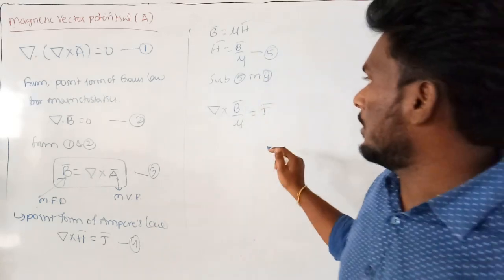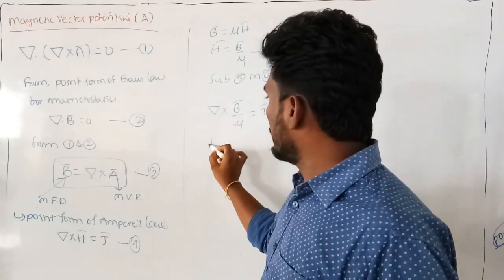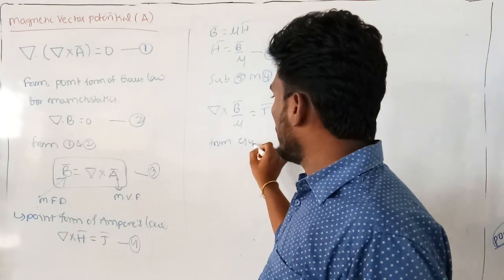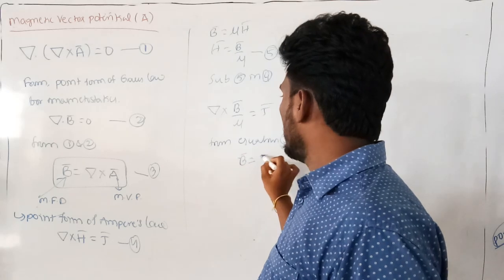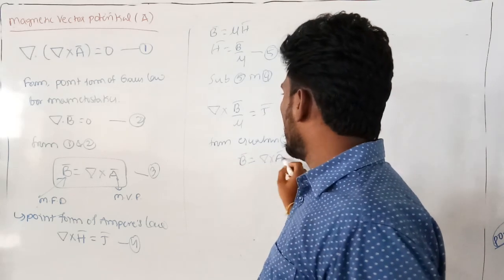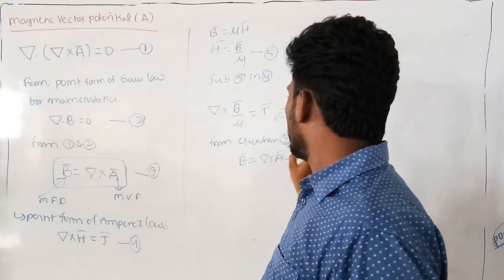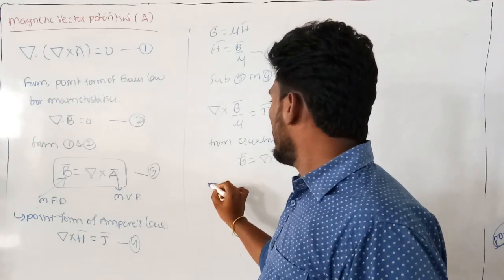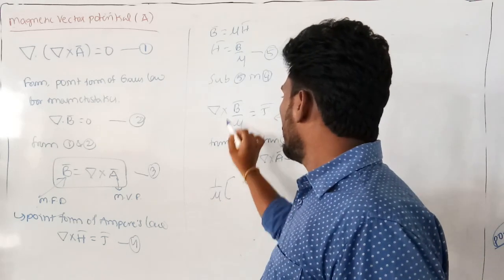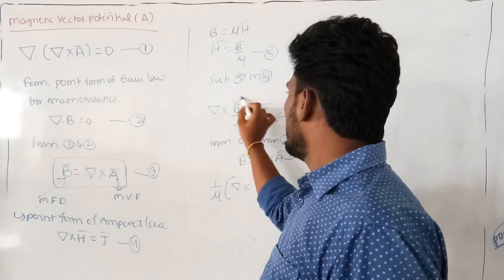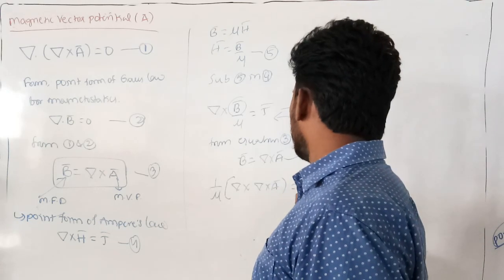Now again, from equation 3, B bar must be equal to del cross A bar. Now substitute 3 in 6. I am separating mu here: 1 by mu of del cross B bar, and B bar here is del cross A bar, equals J bar.